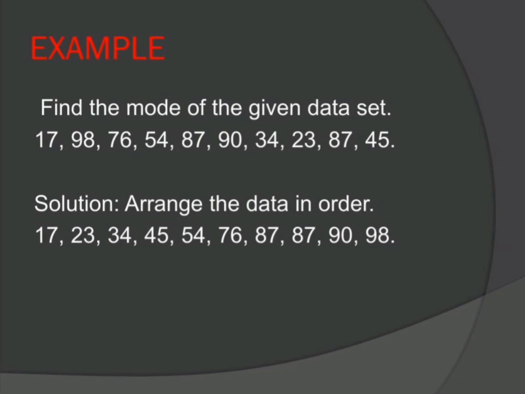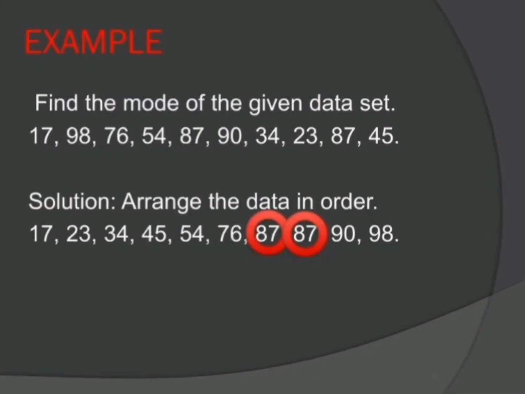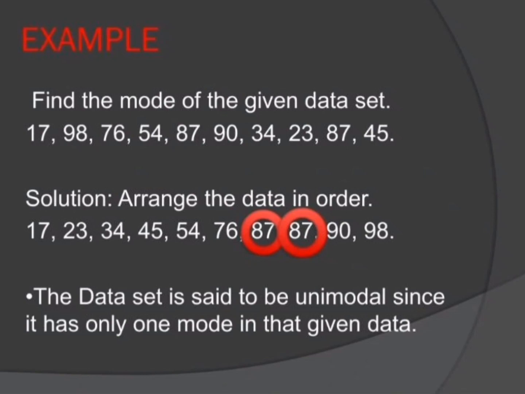In this data, the most occurring number is 87. So 87 is our mode. And the dataset is said to be unimodal since it has only one mode in that given data. So again, our mode here is 87 since it is the most occurring number in the given data.